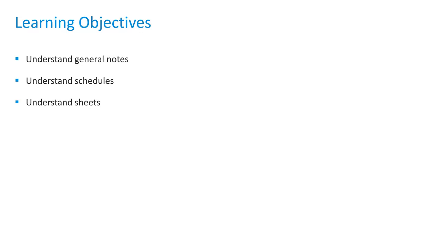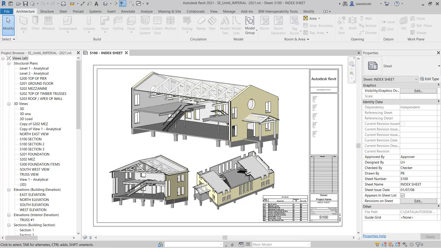After this lesson, you will understand general notes, understand schedules, and understand sheets. In this video, we will take a look at notes, schedules, and drawing sheets. Go ahead and open up the model, SE Unit 6, Imperial 2021.